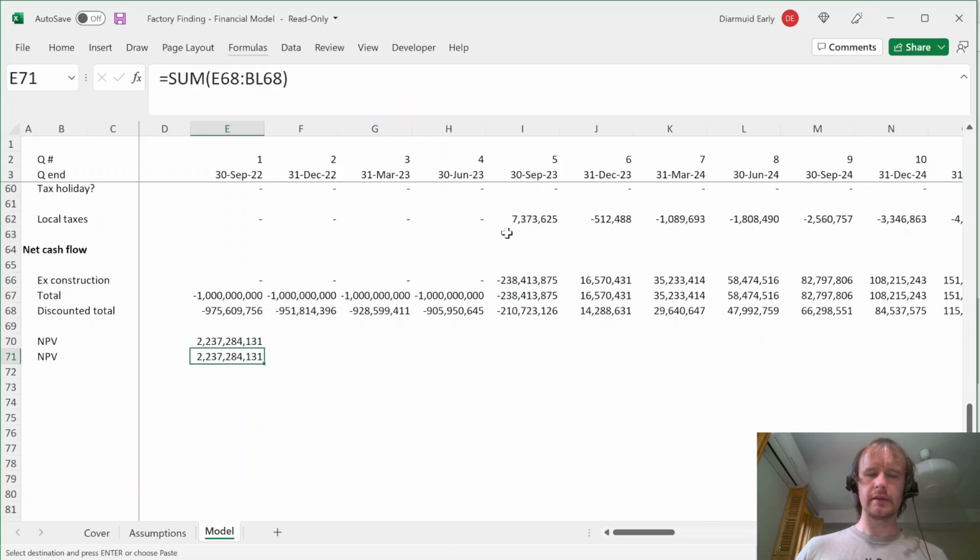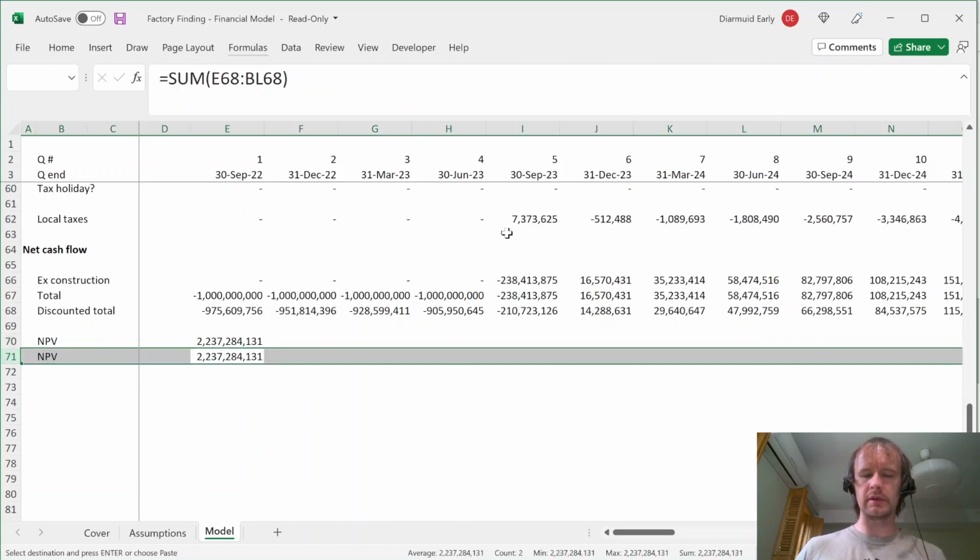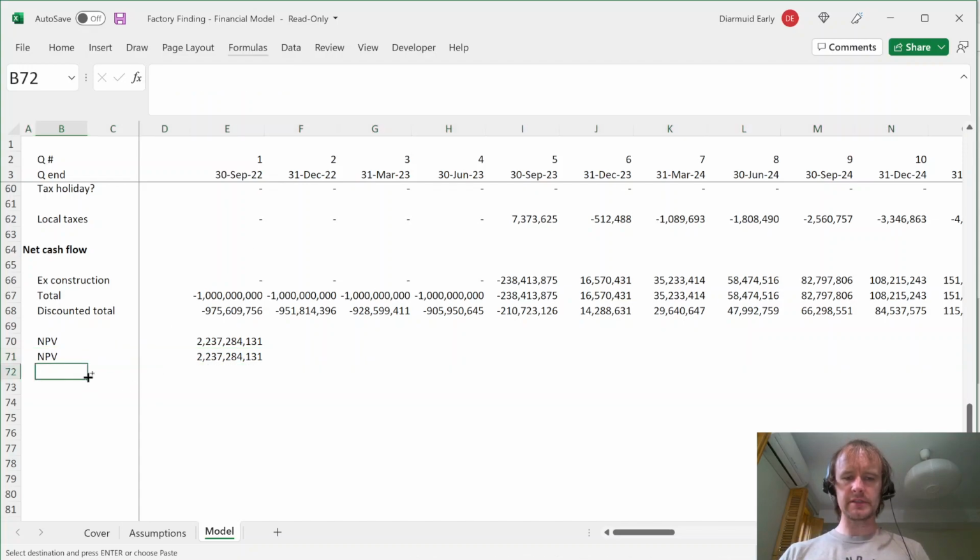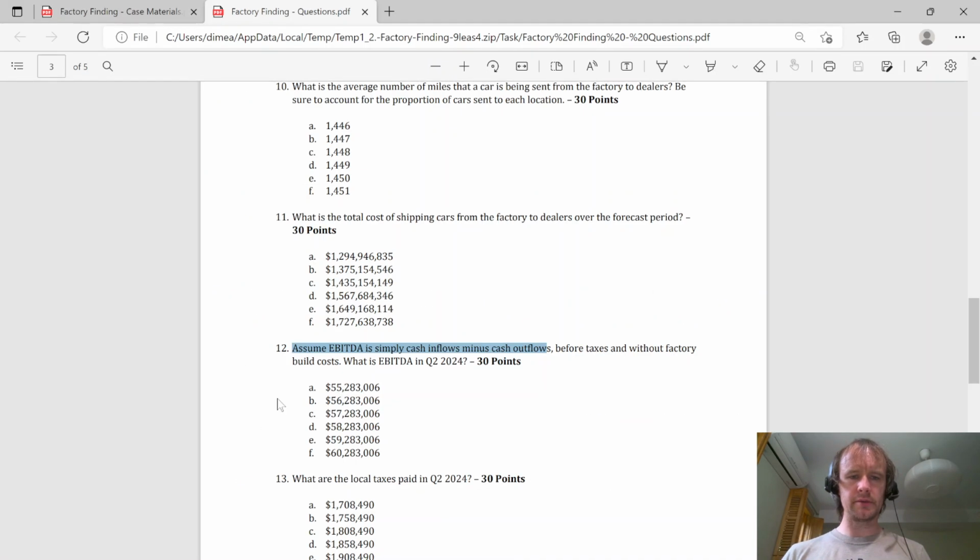Obviously, if you're getting into more technical things, then you can also use the XNPV formula, and that will remove any ambiguity as to when you're discounting back to, because you give it the exact dates that you're interested in. So anyway, that's the model. Let's take a quick look at the questions people had to answer.